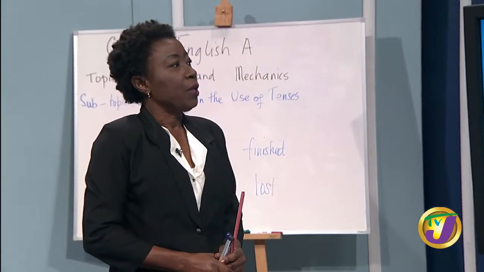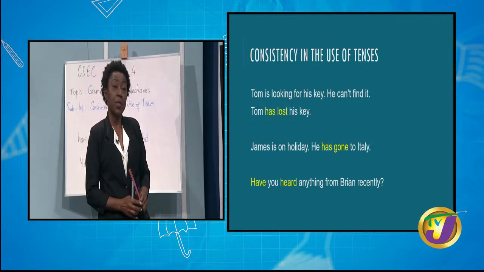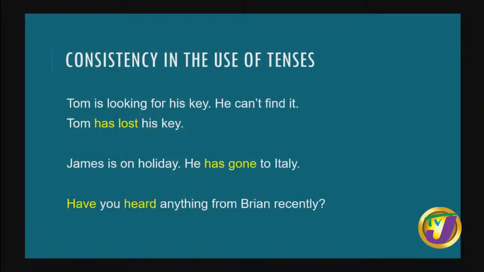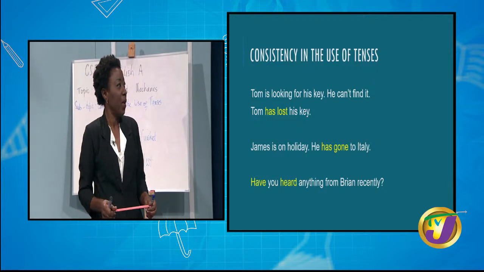So we're looking at, Tom is looking for his key. He can't find it. He has lost. So those are some examples of sentences. James is on holiday. He has gone. Has gone right now as I speak. Remember I said the present tense plus the past participle form. So James went on holiday, he left before now. So he has, right now as I'm speaking, gone. He is there, some time back. And gone is the past participle form of what? Go. So you have go and gone. Very good. All right then.